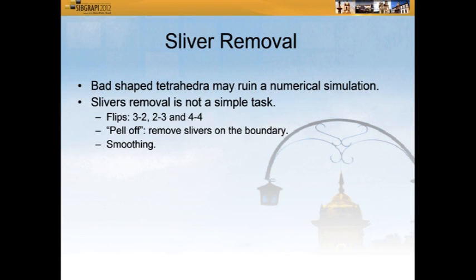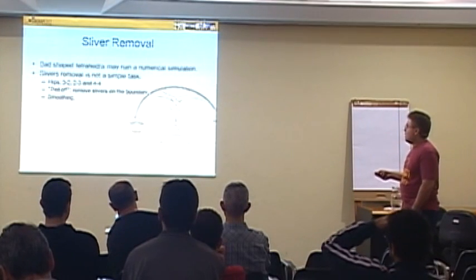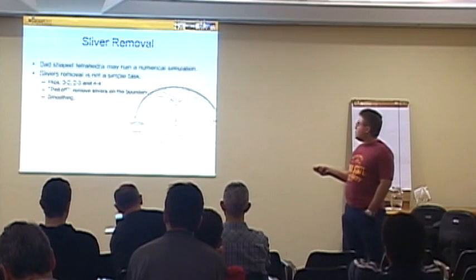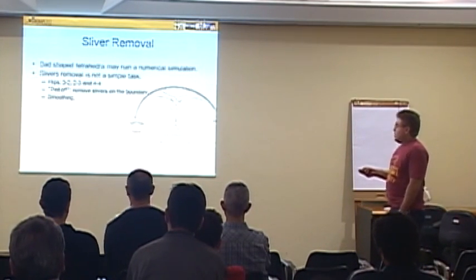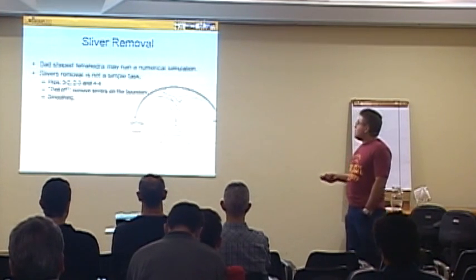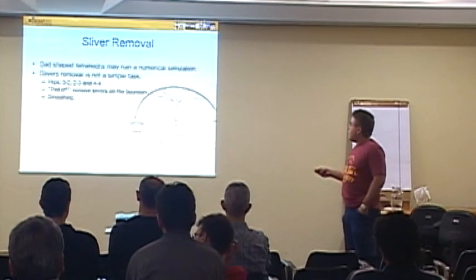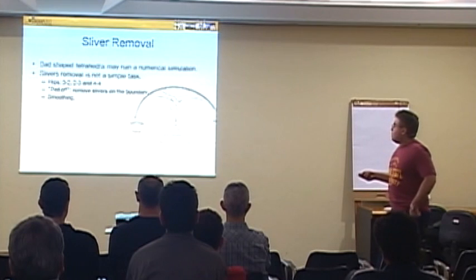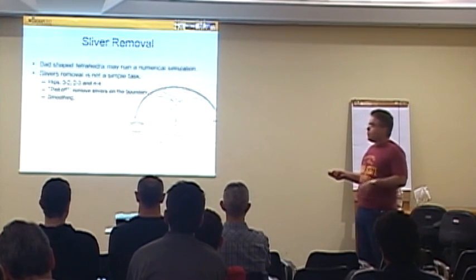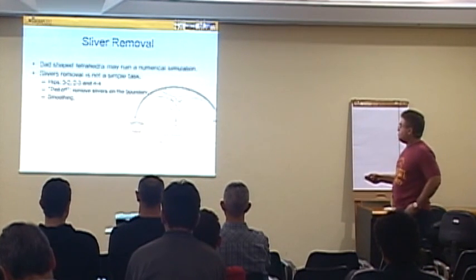As we know, bad-shaped tetrahedra may ruin a numerical simulation, and slivers have to be removed, and it's not a simple task. Generally, we try to apply flips. That is, when it's possible, the simplest way to remove slivers. If the sliver appears on the boundary of the region, we can just use a peel-off. That is, just remove the tetrahedra because the volume is null.